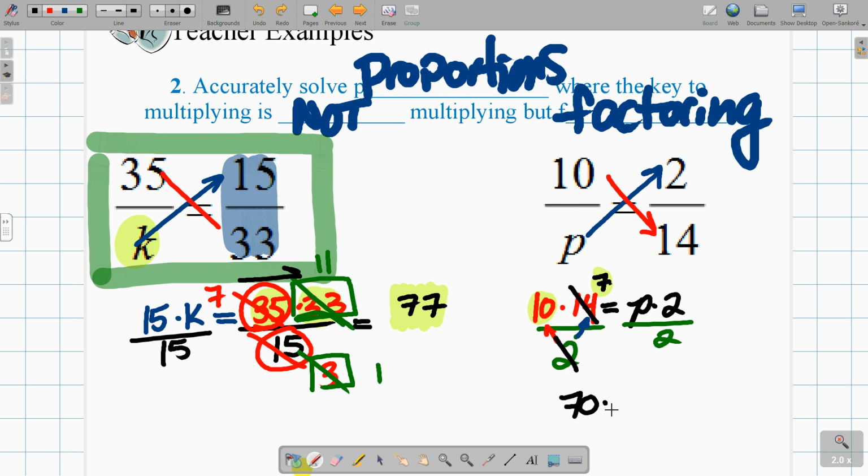The key to multiplying is not to multiply, it's to factor. Notice we didn't actually multiply there, we factored. So that's solving a proportion.